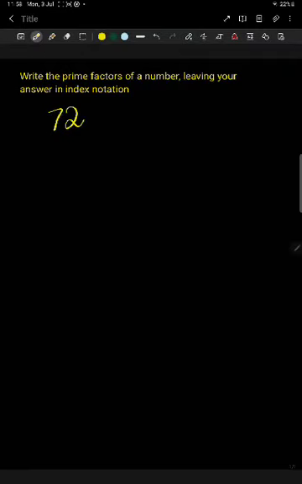The first question is to write the number in the form of prime factors. There are two ways and today we are going to do both. The first is the tree method. We all know very well what prime numbers are: the numbers which have only two distinct factors are the prime numbers. So 72 is a composite number and we are going to break it into prime factors.